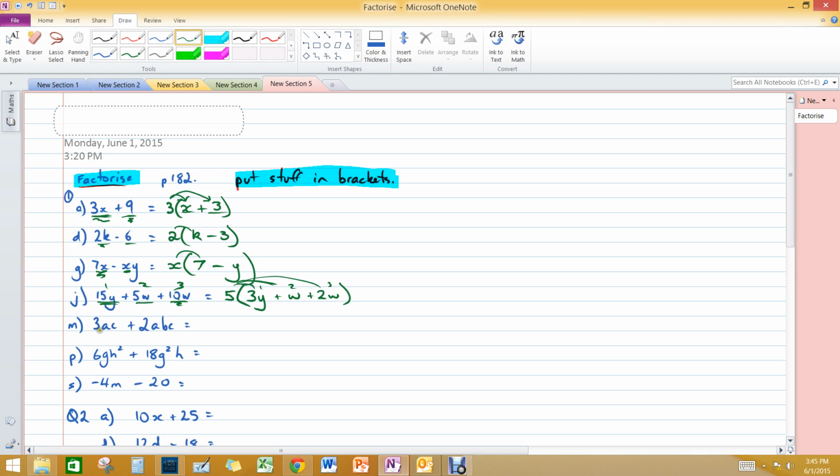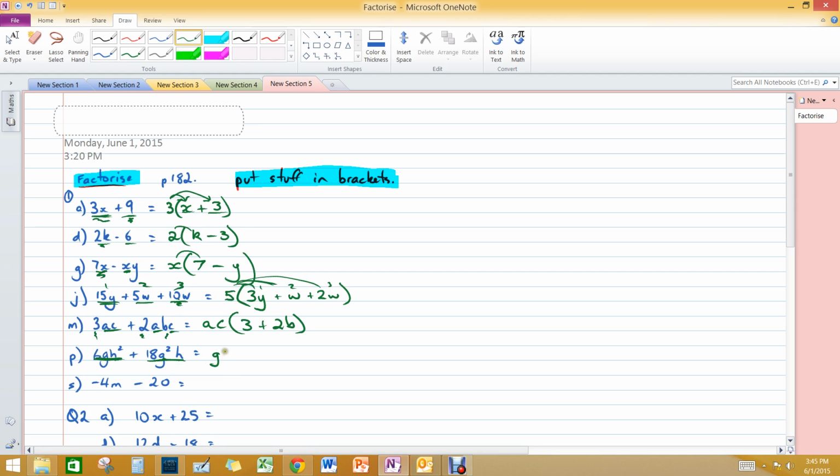Alright, next, 3ac plus 2abc. Well, our common factors are a and c. So we take out ac, we open our set of brackets, and over here we're left with 3 and 2b. So it's going to be 3 plus 2b. Next one, we have both a g and an h that's common to both of them. Now keeping in mind that in this first term we only have g, and in this second term, even though we've got g squared, only one g is going to be common to both of those.